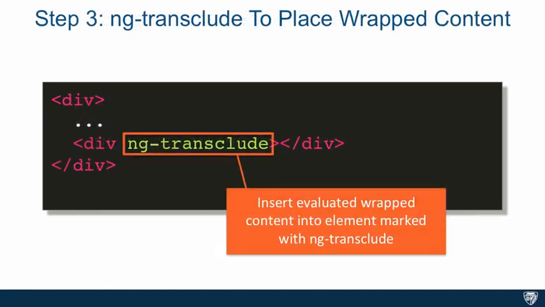The last step is to use the ng-transclude attribute inside of the template of our directive. That attribute tells Angular where in the directive's template to include the evaluated content that was wrapped by your directive in the parent template. That's pretty much it. It's that easy and that powerful.